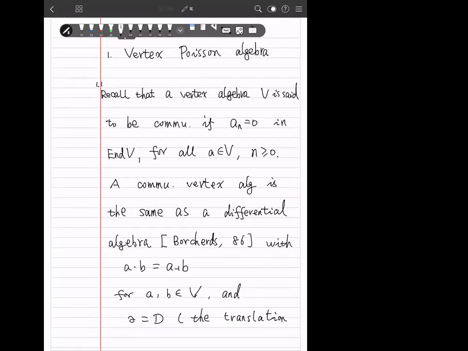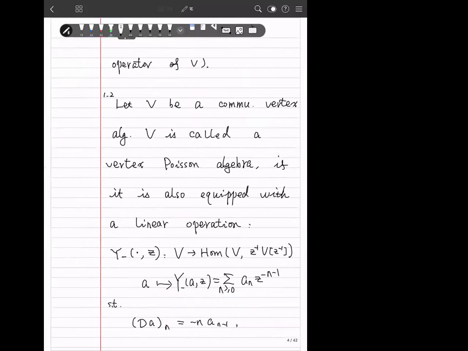Because we have to use this in our proof of a result of the first part, we use the Poisson vertex algebra. Recall that a vertex algebra V is said to be commutative if a_(n)b is zero in this subspace, for all a and b in V and n a non-negative integer. A commutative vertex algebra is the same as a differential algebra, as observed by Borcherds, with a·b defined as a_(-1)b, and the differential operator is just the translation operator of V.